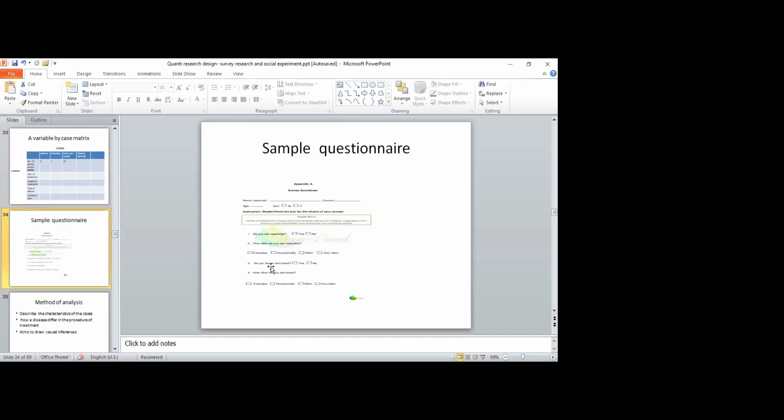Do you like to eat bread? Yes or no again. And how often do you eat bread? And so forth and so on. So it looks neat, right? I just wanted you to see the format.